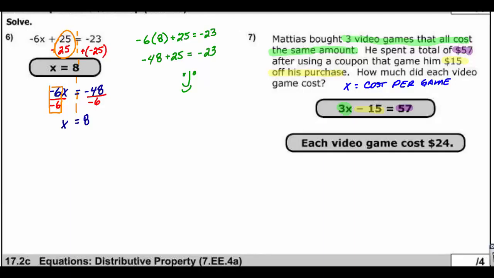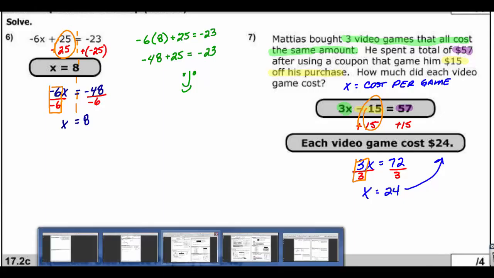To solve it, once we have that all set up, we add the coupon back on both sides. 0 pairs, those cancel out. We have 3 games equals 57 plus 15, that's $72. Divide by 3 to see what each game costs. Again, make sure you get the right coefficient. That's the only way that can be a 1. Divide by 3, and we get x is equal to $24 per game.